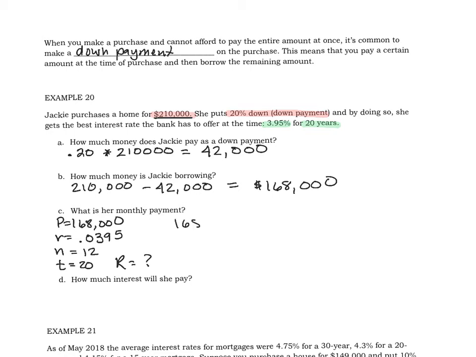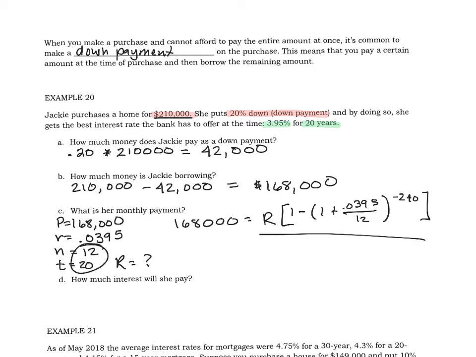Okay, so 168,000 equals R times 1 minus parentheses 1 plus 0.0395 divided by 12, close that parentheses, raised to, now we have 20 times 12, and that's 240. So we raised to the negative 240 power, all over the quantity 0.0395 divided by 12.